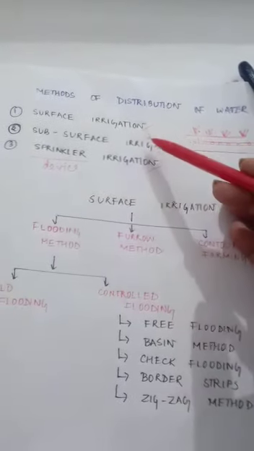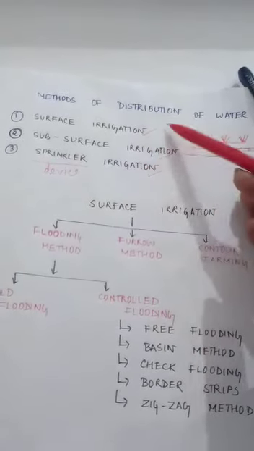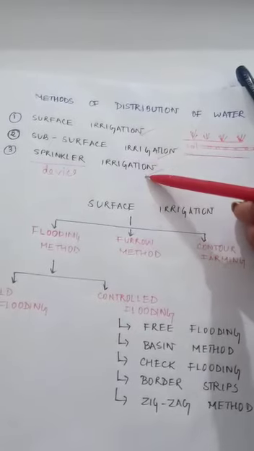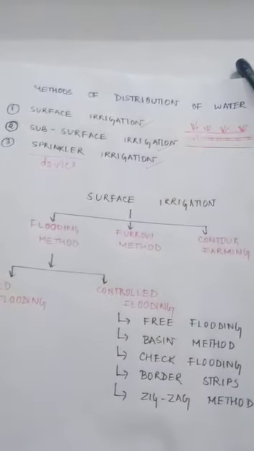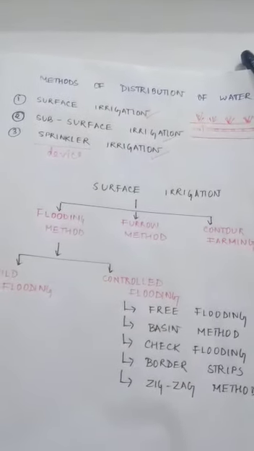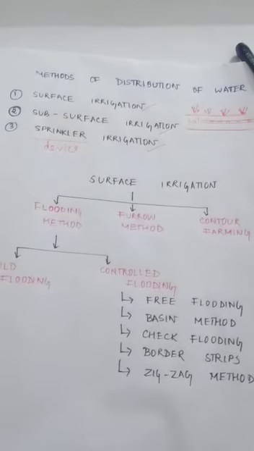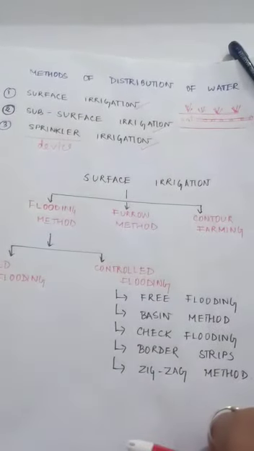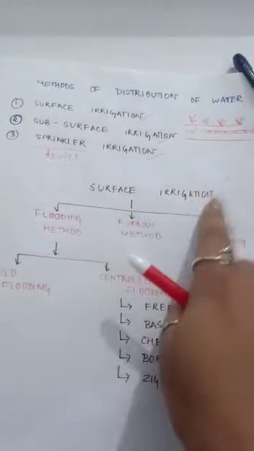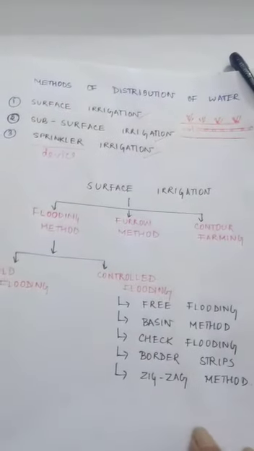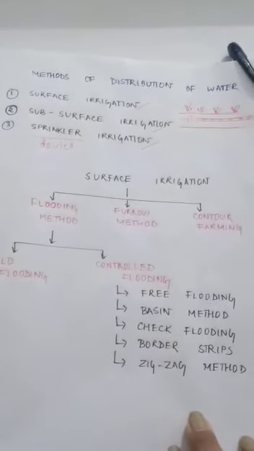So this was all about the main methods of distribution of water: surface, subsurface, and sprinkler. I hope these main methods are clear to you all. In the next video, I will be discussing in detail surface irrigation and its different classifications of methods of distribution of water.